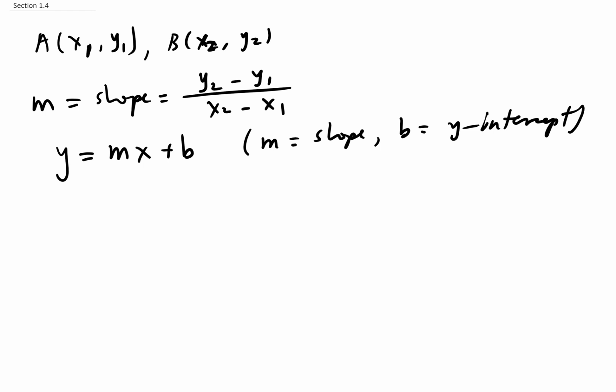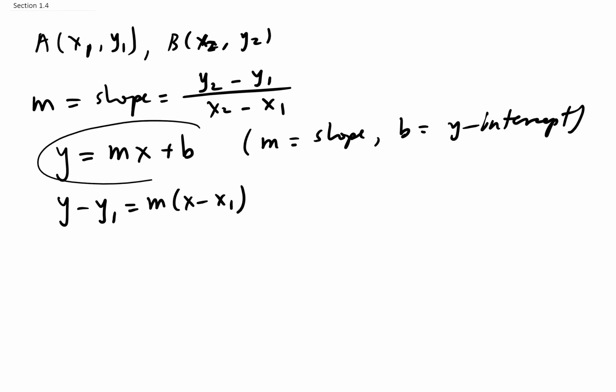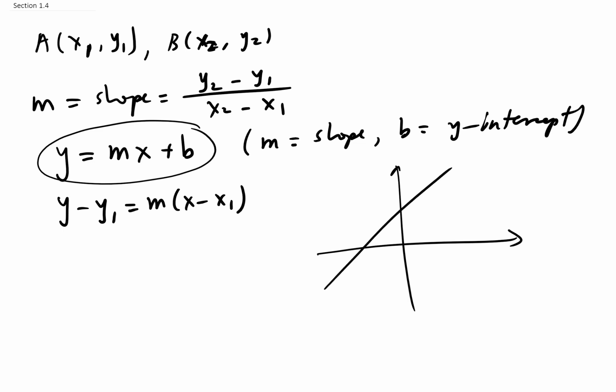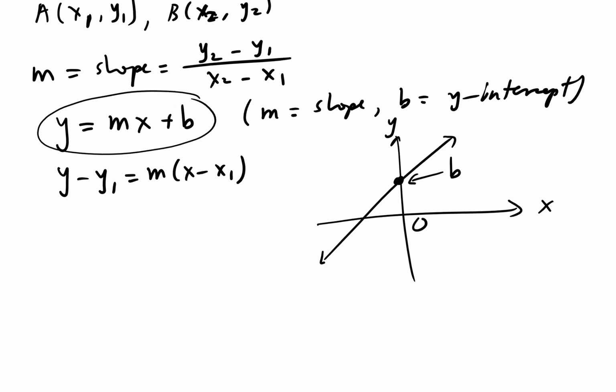We also need to recall y minus y1 equals m times x minus x1. That's called the point-slope form. So to find the equation of the line, based on the first one, we need the slope and y-intercept. Say you have a straight line like this. That's the y-intercept, where the line crosses the y-axis.